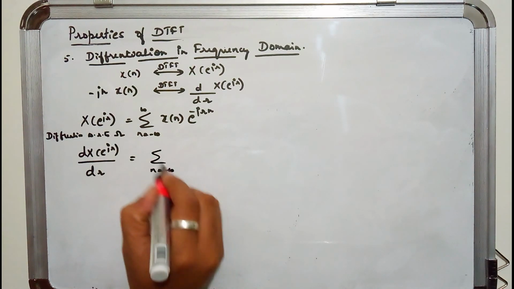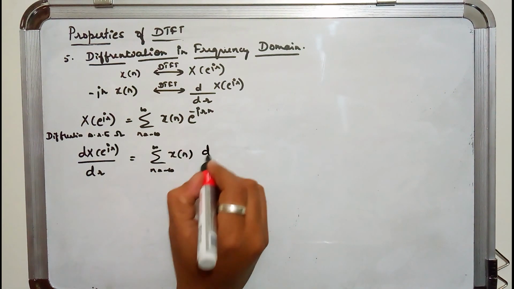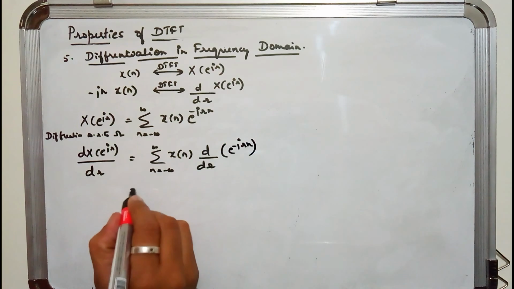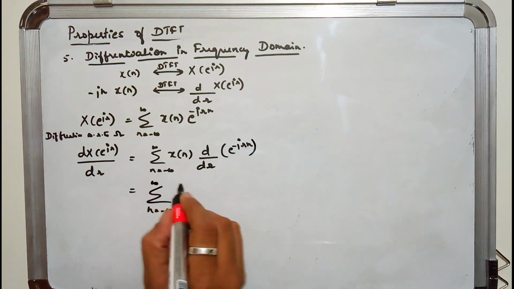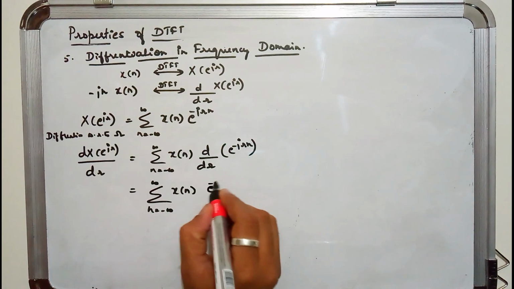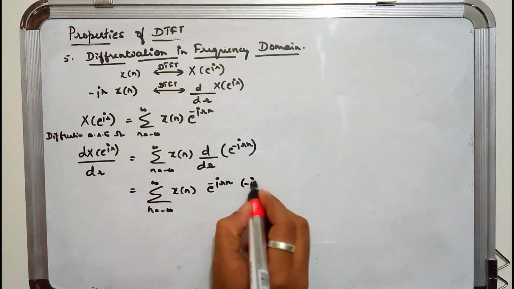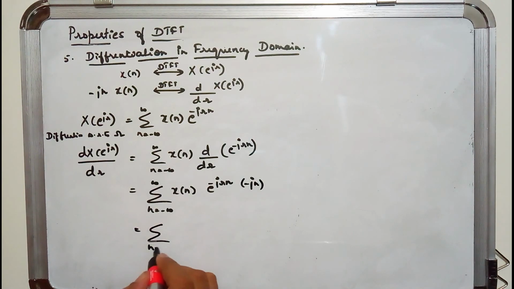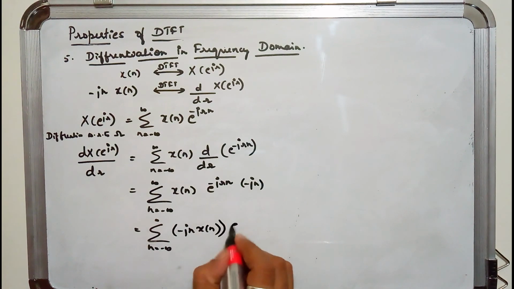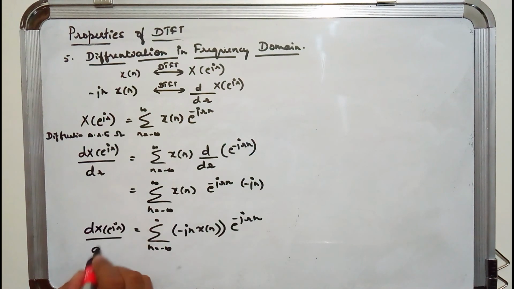So summation n is equal to minus infinity to infinity, x of n is independent of omega, so I will be differentiating only this function, d by d omega of e power minus j omega n. Now this will be summation n is equal to minus infinity to infinity x of n, differentiation of e power minus j omega n with respect to omega is e power minus j omega n, and differentiation is with respect to omega, so minus jn is a constant, so minus jn. So I'll be getting summation from minus infinity to infinity minus jn x of n e power minus j omega n, equal to dx of e power j omega divided by d omega.